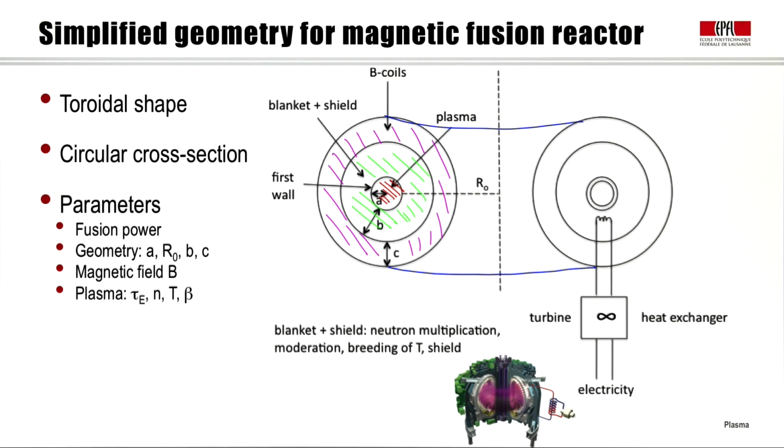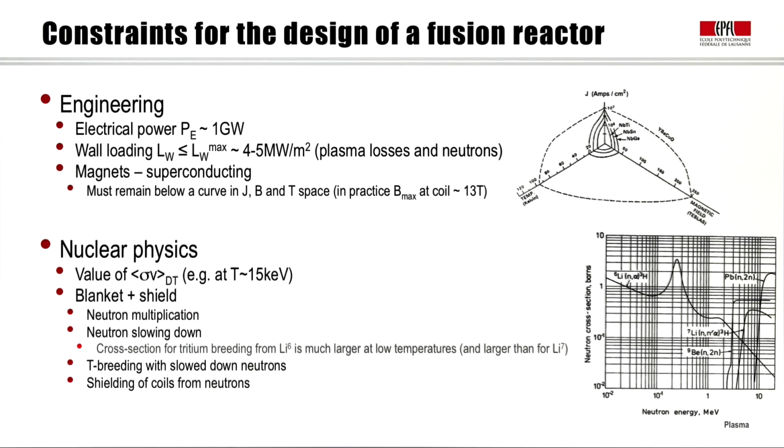The other parameters that I need to consider are, of course, the fusion power, or the electrical power that we require for the reactor, the intensity of the magnetic field, and the plasma parameters that would typically be the confinement time, density, temperature, and the value of beta. What are the constraints? Let's look at them one by one.